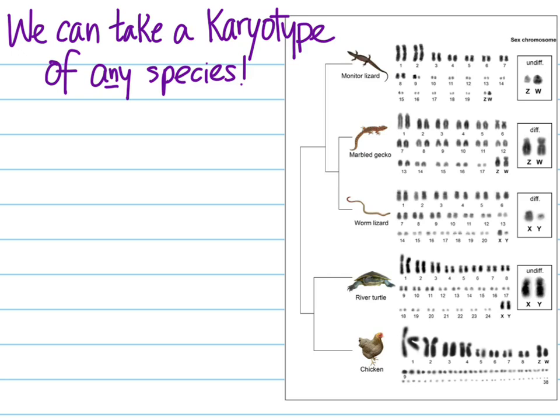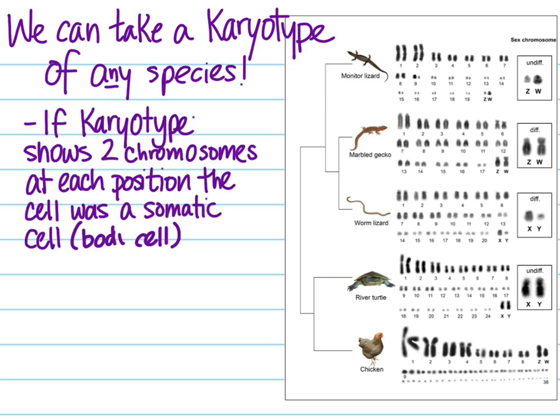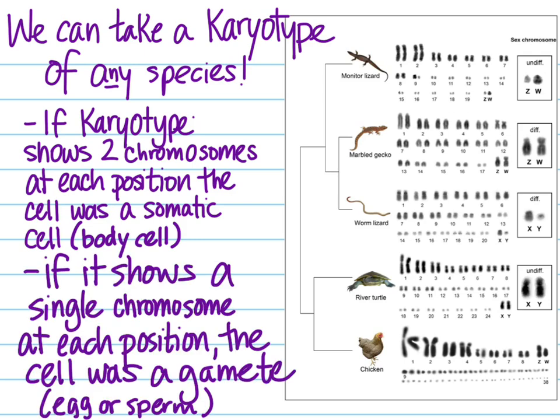Now, you probably figured this out all by yourself, but we can actually take a karyotype of any species. And here are karyotypes of 5 related species: monitor lizards, marbled geckos, worm lizards, river turtles, and the beloved, the familiar, the chicken. When we look at a karyotype, if it shows 2 chromosomes at each position, the cell it was taken from was a somatic cell or a body cell. If it only shows a single chromosome at each position, the cell that those chromosomes were taken from was a gamete, meaning a reproductive cell, egg or sperm.